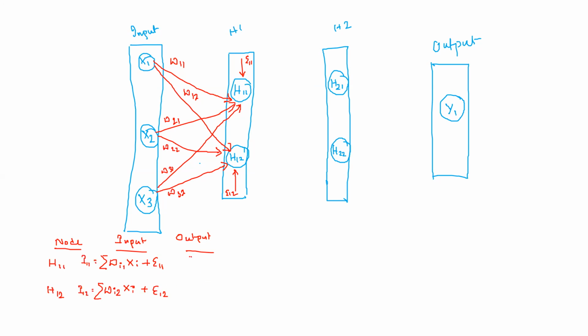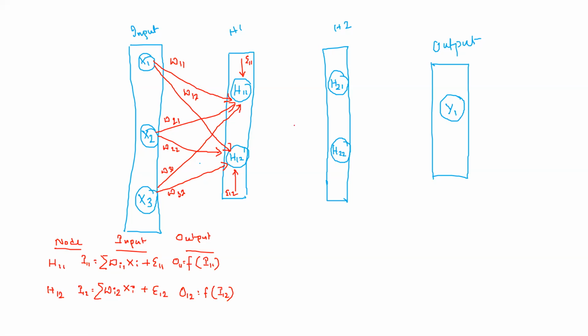What is output? Output of 1,1 is f of input of 1,1, and output of 1,2 is f of input of 1,2. And this f, I can assume as of now it is linear. Let's say both the values are same. For as of now, let's assume that. We'll complexify later.